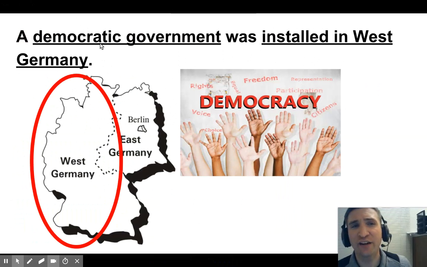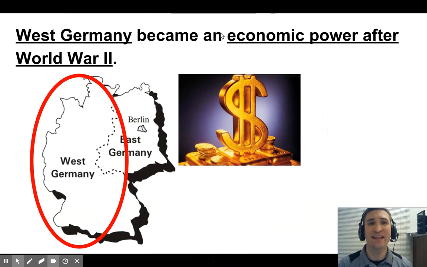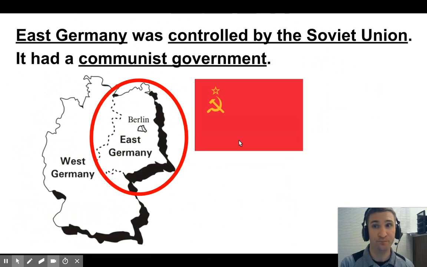A democratic government was installed in West Germany, democracy in West Germany. West Germany became an economic power after World War II. It was capitalist and it was making money. Let's move east. East Germany was controlled by the Soviet Union. Here is its flag, and it had a communist government.